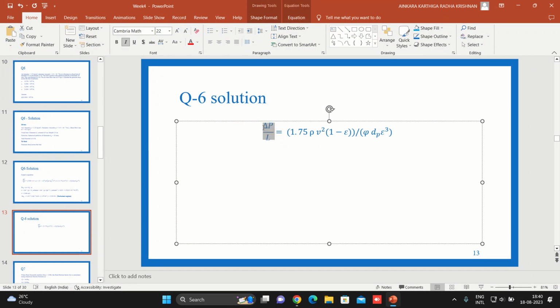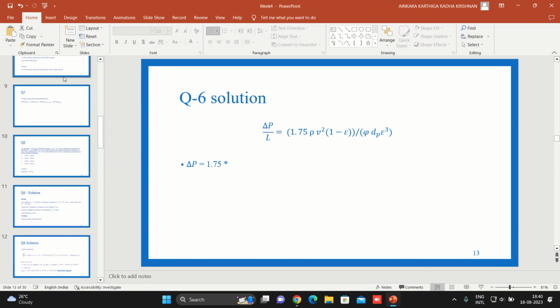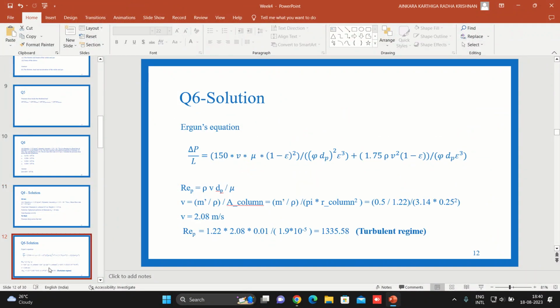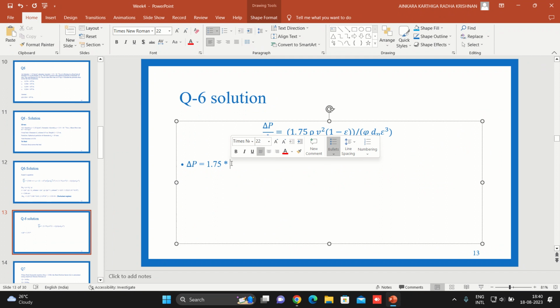So delta P is equal to 1.75 into, okay, here it is not given as L, the height L is equal to 2.5. 1.75 into rho is 1.22, and V is 2.08 square, epsilon is 1 minus 0.38, divided by phi, which is 1, and dp is 0.01 meter, and 0.38.